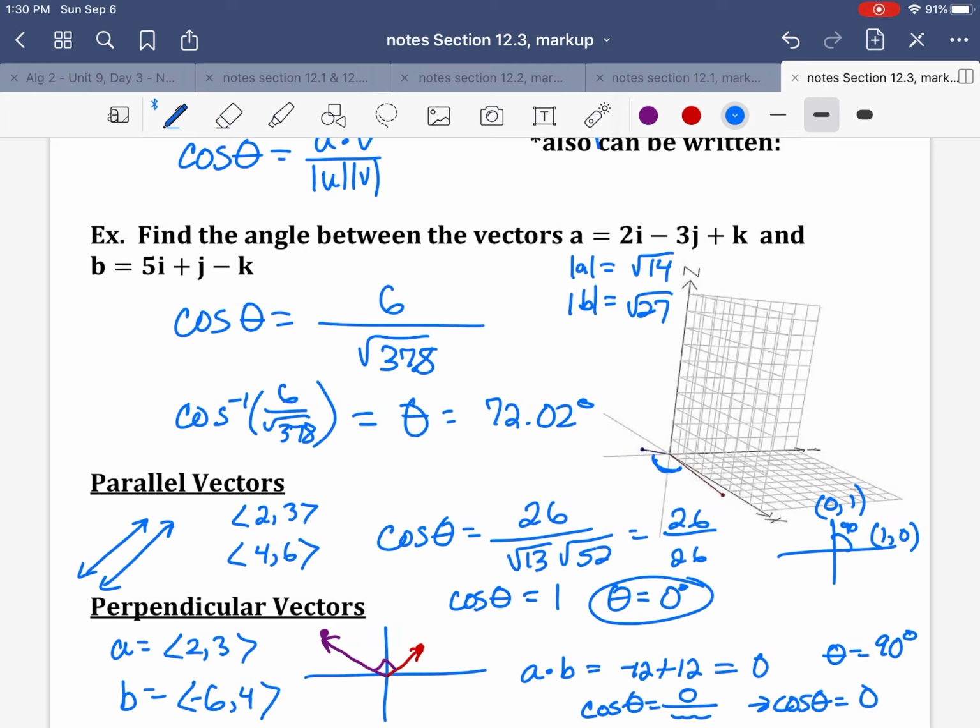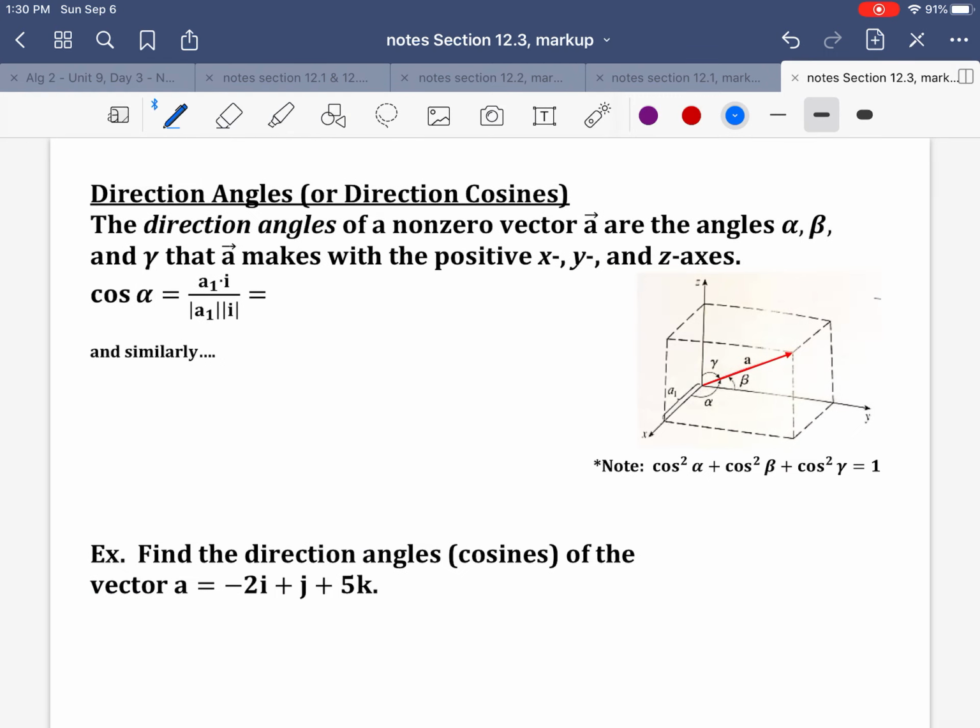So that's two things you have to know right here, that parallel vectors are scalar multiples, and for perpendicular vectors, their dot product is equal to 0.